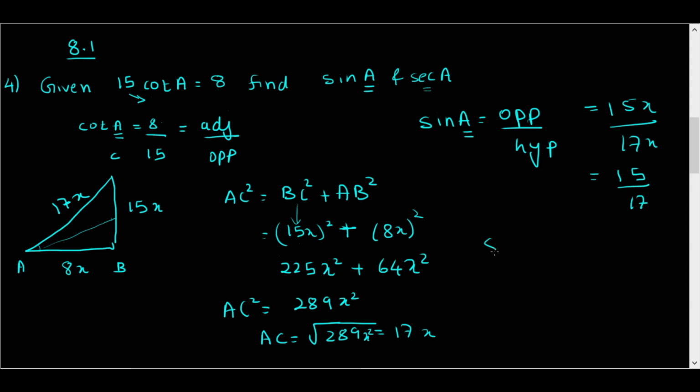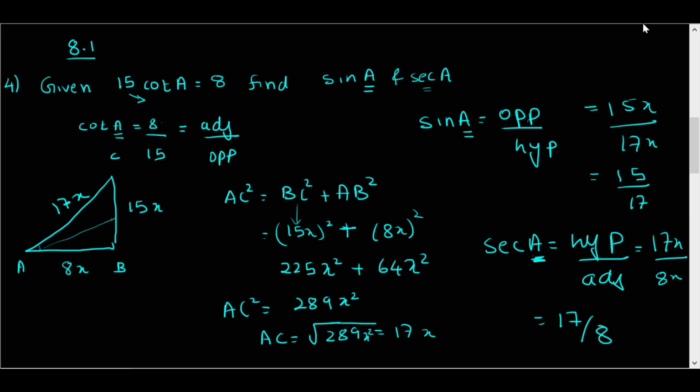Now sec A. Sec is reciprocal of cos. So sec is given by hypotenuse by the adjacent side. Hypotenuse and adjacent side of the triangle with respect to A. Now hypotenuse is 17x and the adjacent side is 8x. So therefore sec A is 17 by 8.